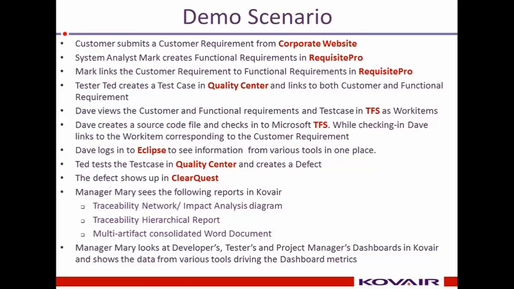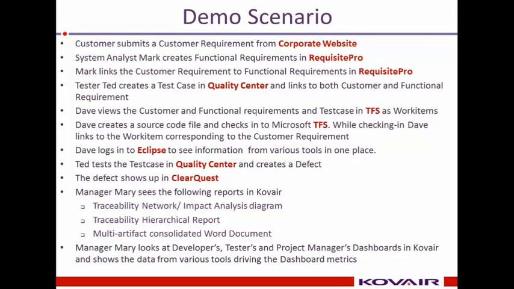Then we'll go to the Quality Center and we'll see that both the customer and functional requirements are there, and create a test case there and create a traceability link between the test case and the customer and functional requirements. Then we'll go to TFS and see all these different items in TFS. We'll create a code file, check-in in TFS, and while check-in, we will create a link between the work item in TFS, which is a customer requirement, and the code file.